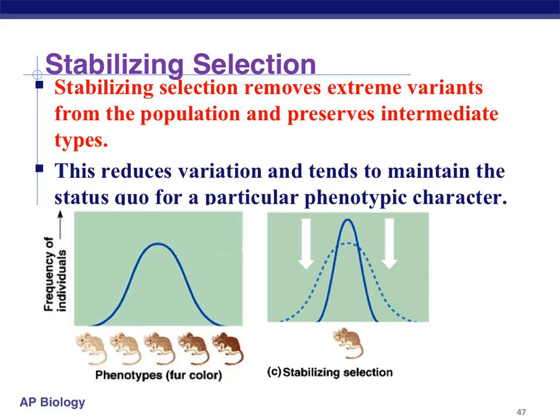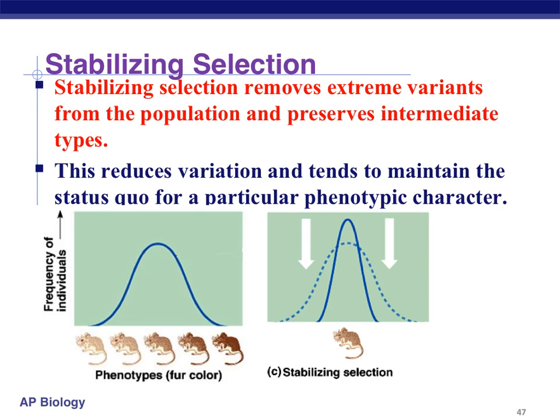Okay, the last one is called stabilizing selection. Stabilizing selection removes extreme variance from the population, and it preserves just the intermediate types. So again, dotted line represents original population. White arrows represent where selection is going to take place. So we've gotten rid of our really light mice. We've also gotten rid of our really dark mice. The only ones that remain are the ones that are kind of in the middle, the mixture of those two colors. So this reduces variation.